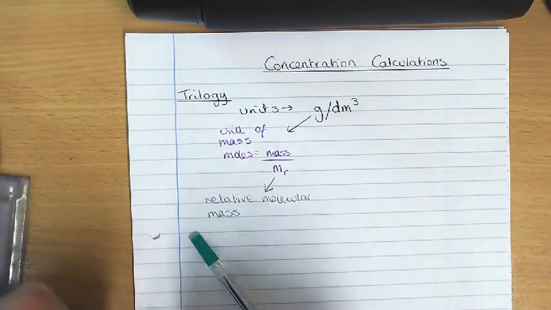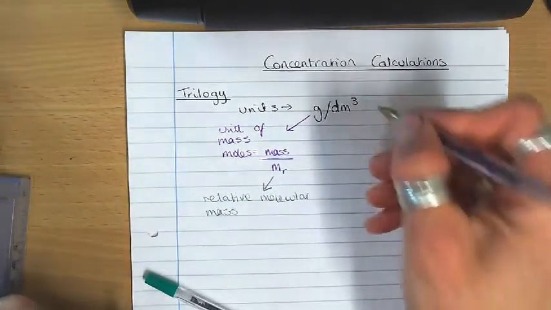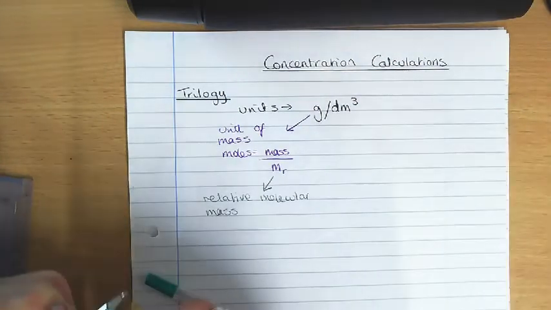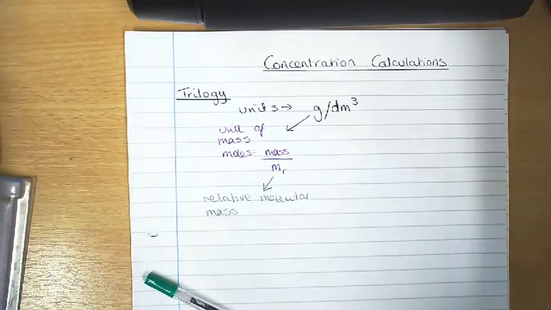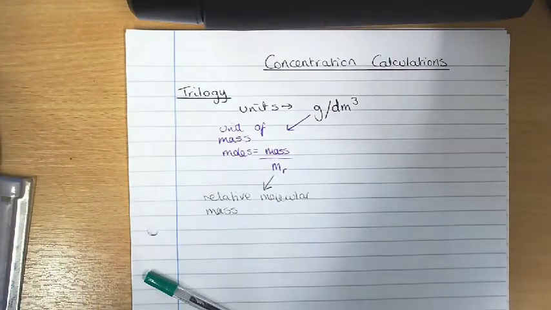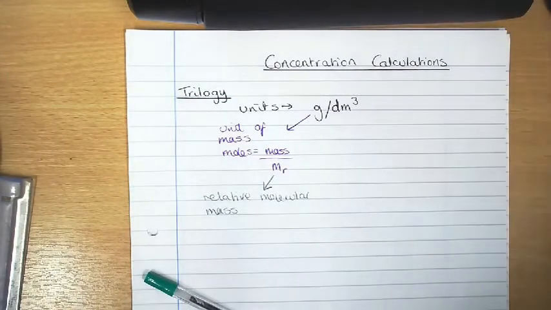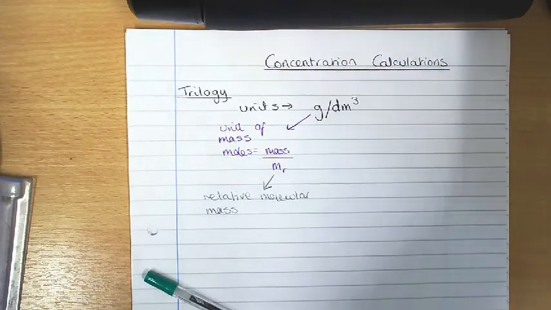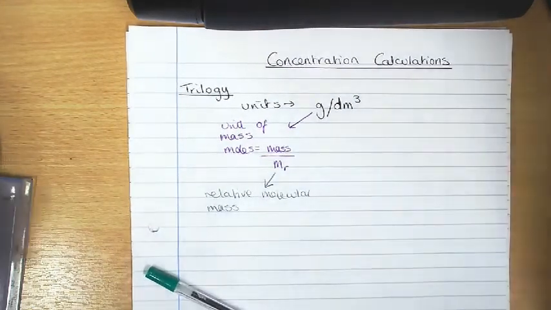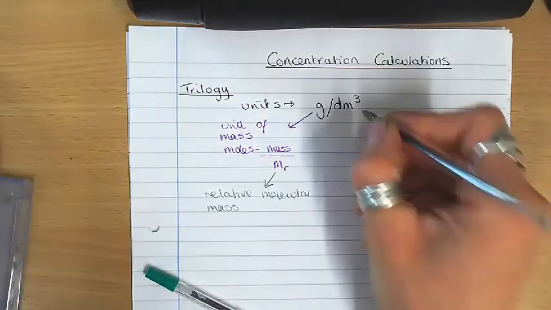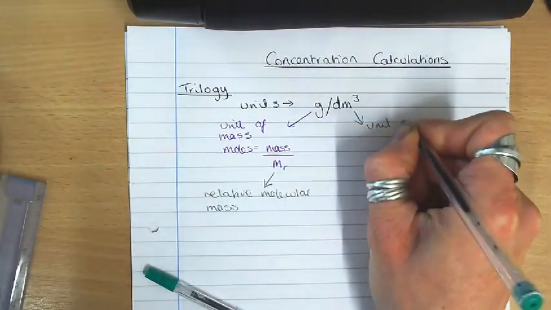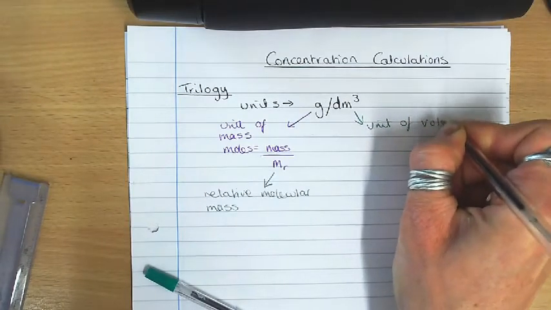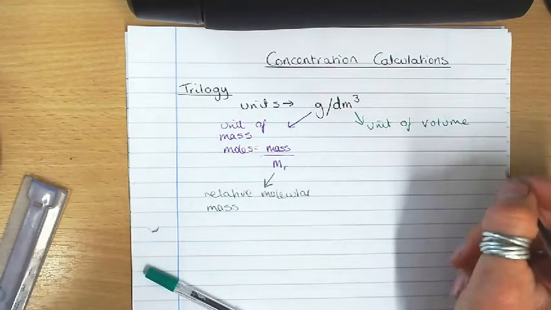Then decimeters cubed is our other bit. Decimeters cubed is a unit of volume. But you have to be a little bit careful, because a lot of the time you will be given volumes in centimetres cubed.